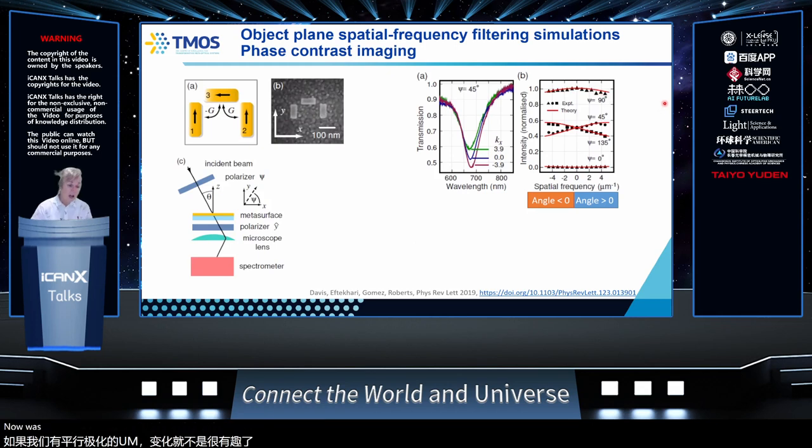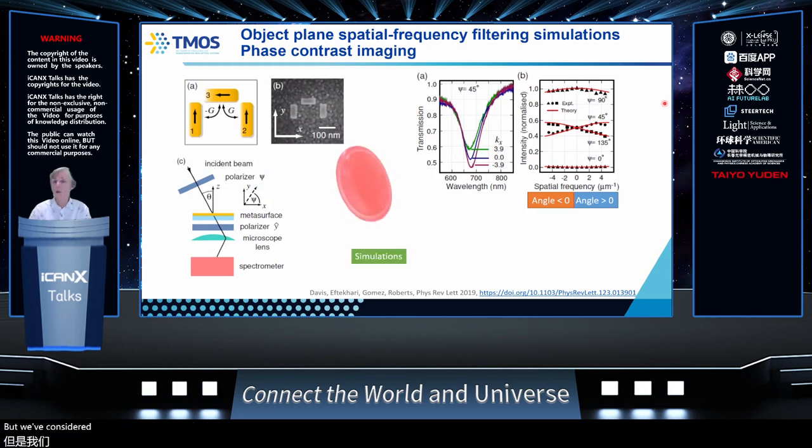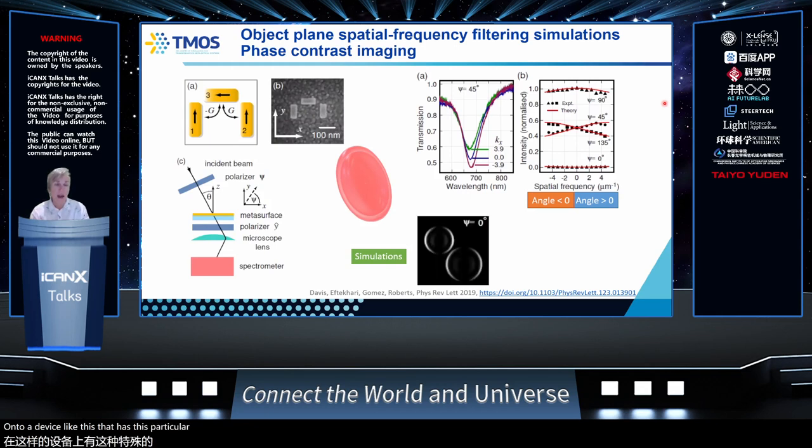Now, we're still investigating this system to obtain images experimentally, but we've considered what we would expect in terms of simulation if we projected a phase distribution that corresponds to a mock red blood cell onto a device like this that has this particular behavior.